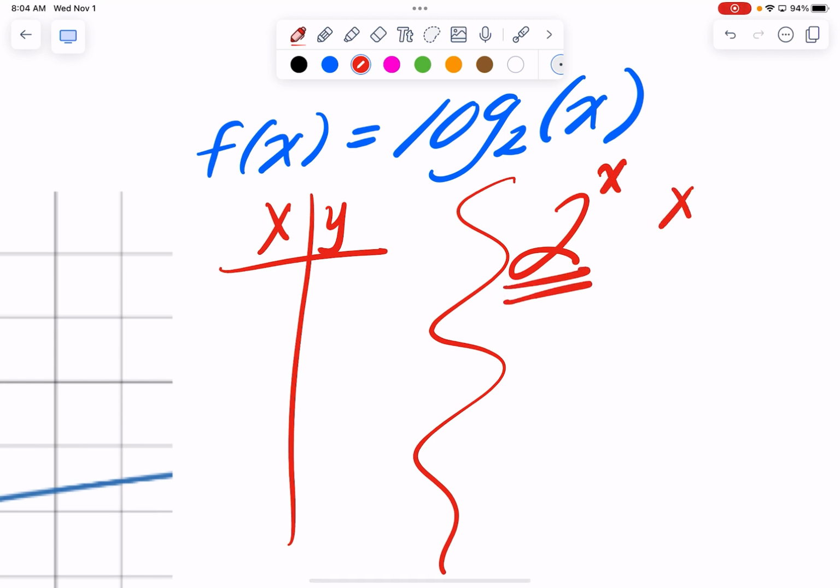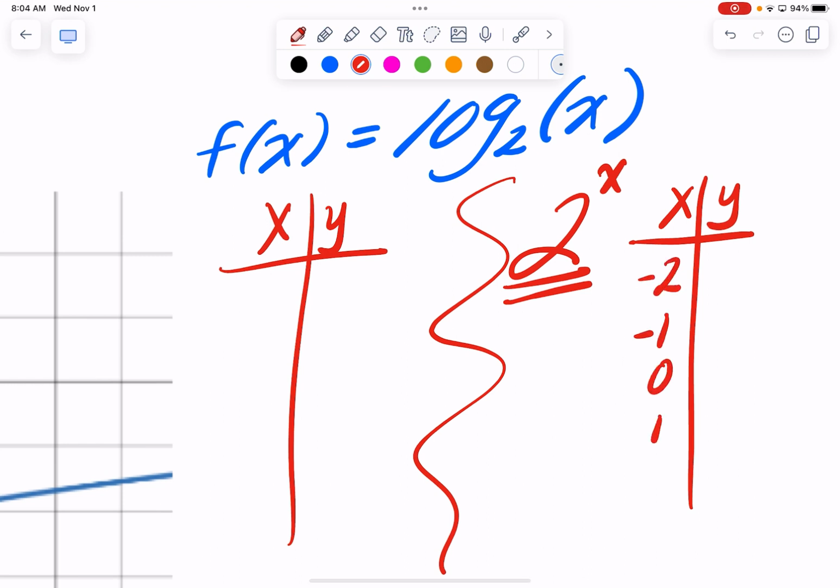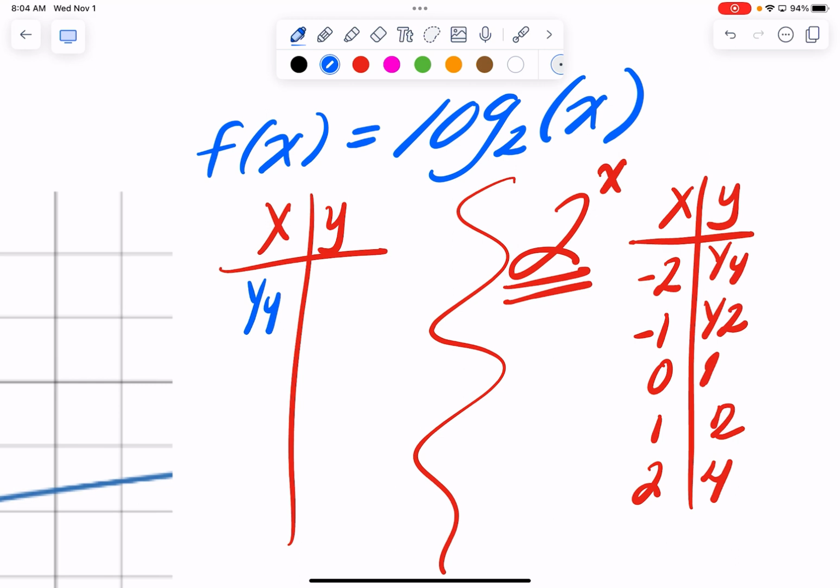So then I make an XY chart for that. I'm going to do -2, -1, 0, 1, and 2. What's 2 to the -2? 2 to the -1. 2 to the 0. 2, 4. Then don't graph those because we're not graphing exponentials. It said graph the log, but now I just take those points and flip them. So I'm going to graph 1/4, -2, 1/2, -1, 1, 0, 2, 1, 4, 2.